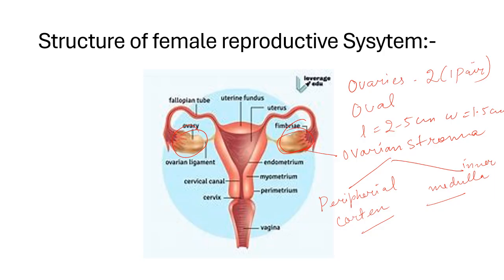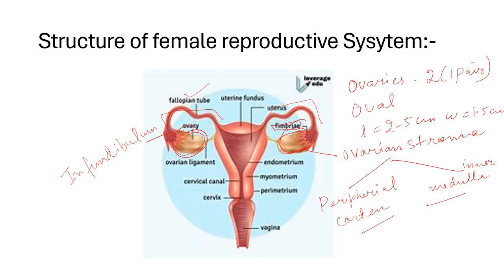You can see these ovaries are connected with this tube by these finger-like projections. These finger-like projections are called fimbriae. The fimbriae basically hold the ovary. Now, this enlarged part from the finger-like projections is known as the infundibulum. Going further along this tube, this entire tube is known as the fallopian tube.